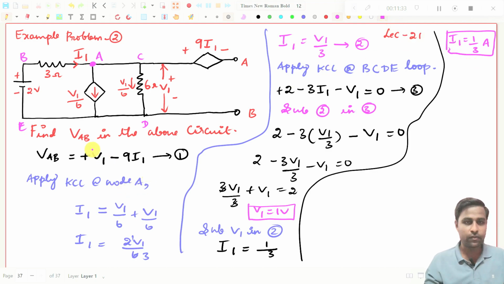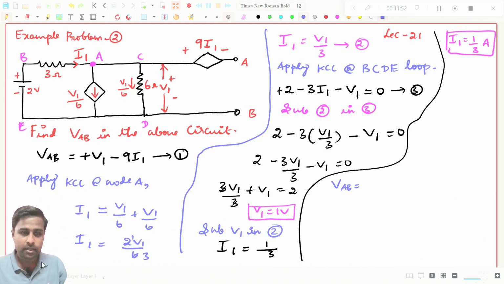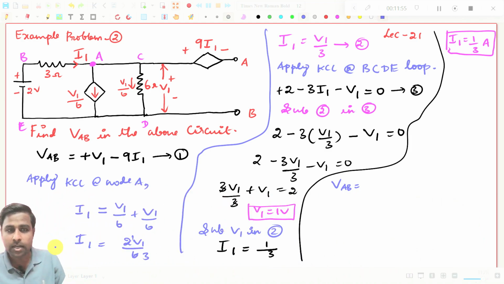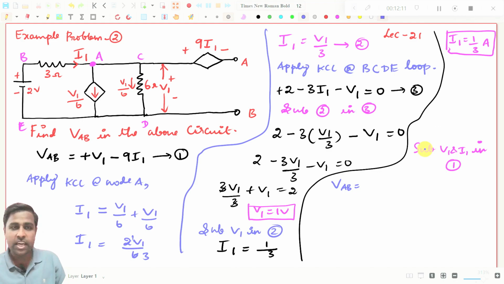So if you know both these values, you can substitute here. It is very simple now. So you see, I will write here VAB will be equal to, I will just bring this to that side. So VAB will be equal to what? Plus V1. So you just write here, substitute V1 and I1 in expression number 1, right? So VAB is equal to, what is V1?